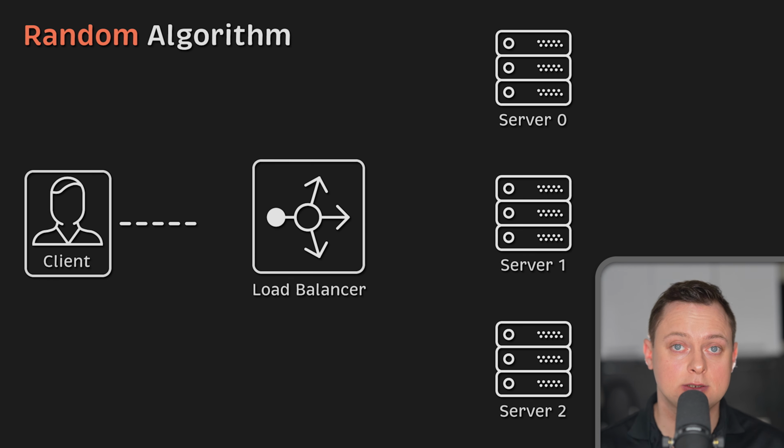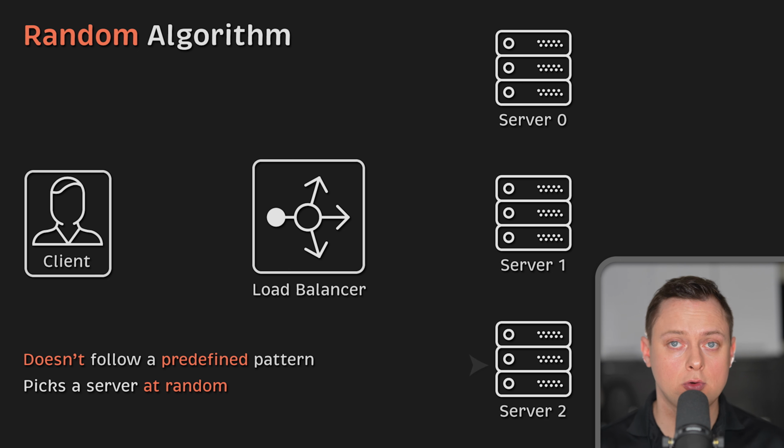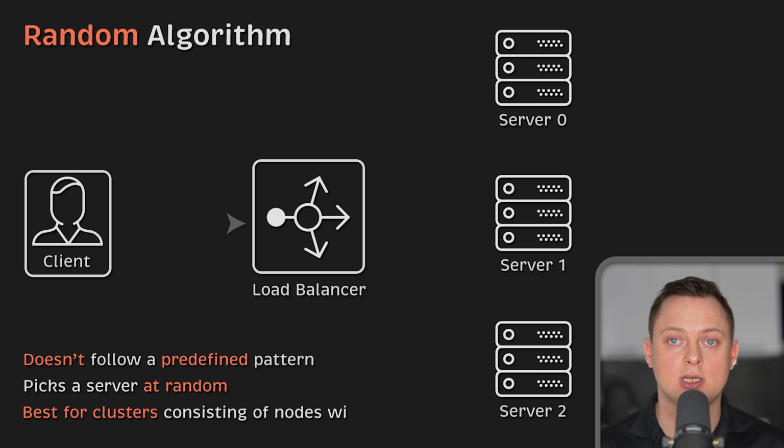Next is random allocation. As its name implies, the algorithm matches clients and servers randomly, for example, by using a random number generator. Unlike algorithms like round robin, random allocation doesn't follow a predefined pattern or consider any server metrics. It simply picks a server at random each time a request comes in. On the other hand, similar to round robin, this algorithm is best for clusters consisting of nodes with similar specs, such as CPU and memory.